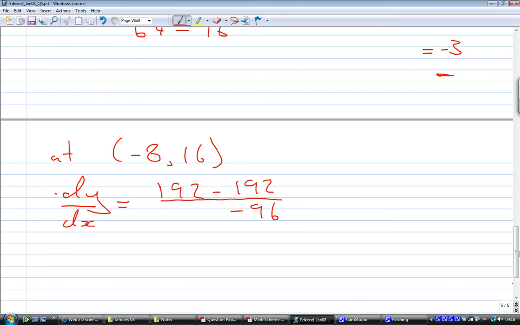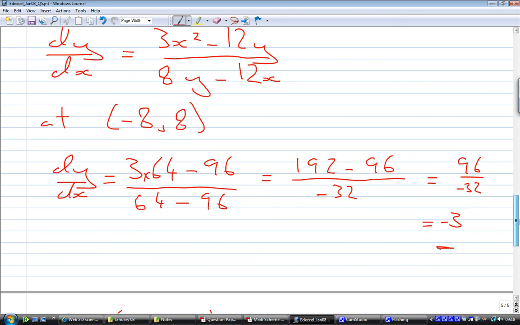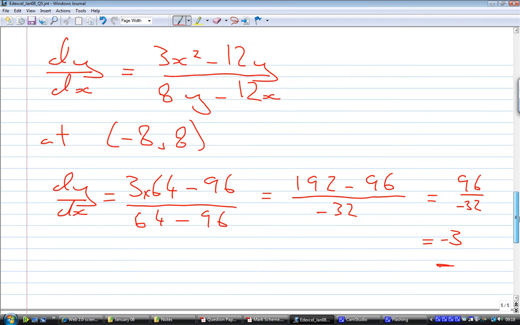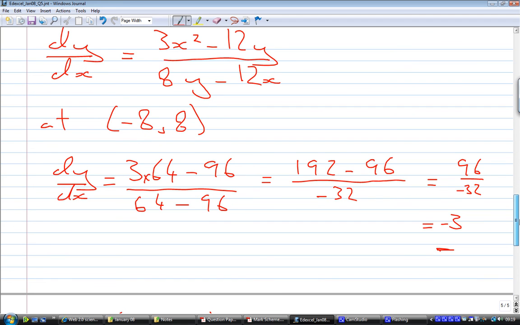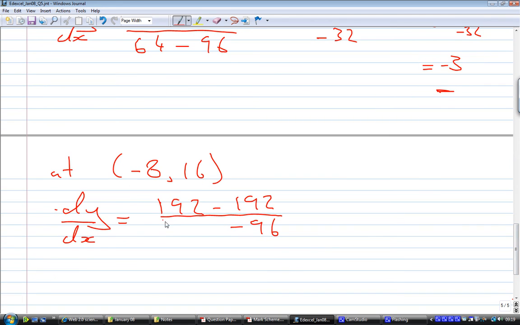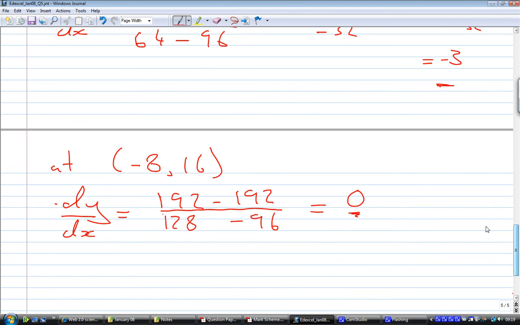Okay, and the other one, let's quickly look. 8y, double makes 16, 64, 128. So I just doubled what I had before there to get this. I think it's the easiest way. Now you can see pretty clearly it's 0 from the top, but you need to double check the bottom's not 0 as well. Just for the sake of thoroughness, I'd always do that. So that's your answer then. You should have minus 3 and 0.